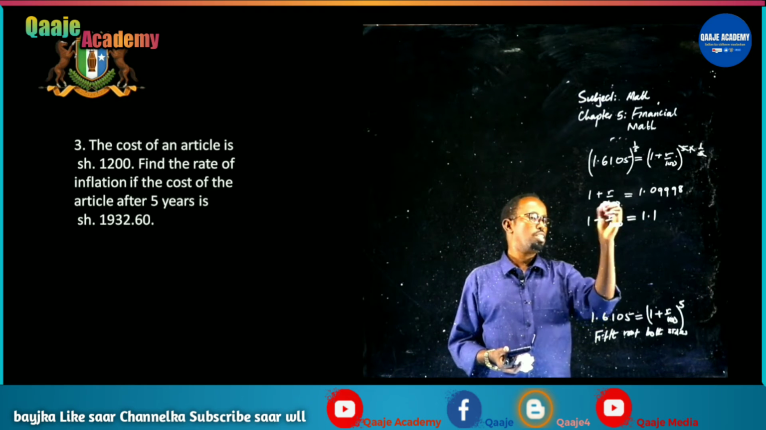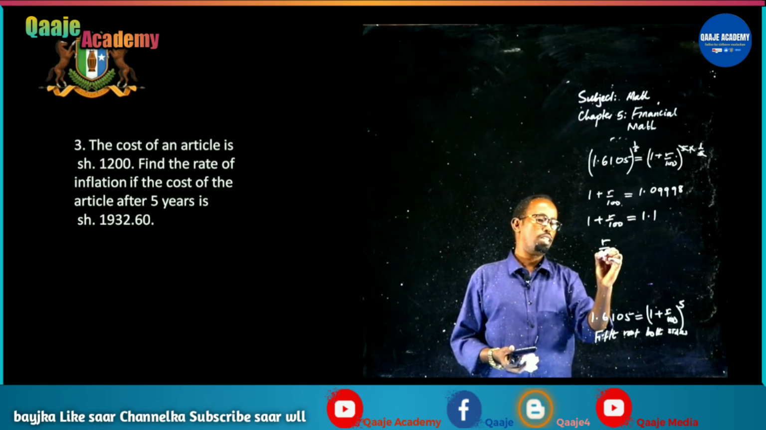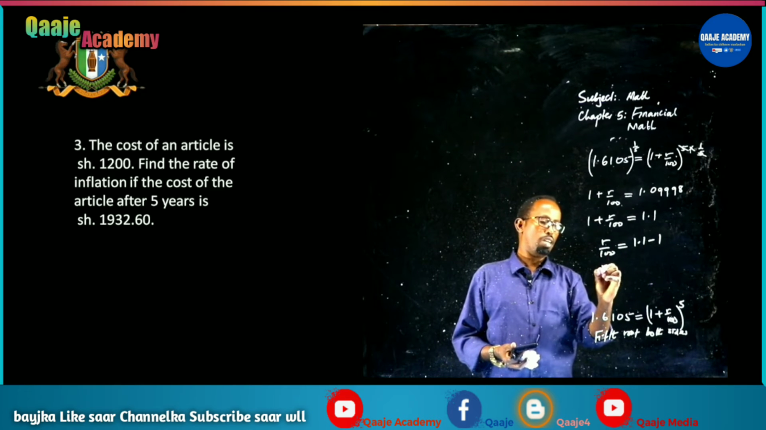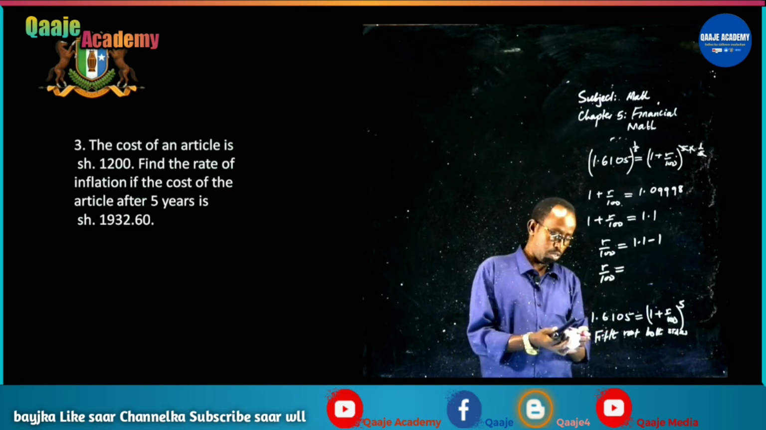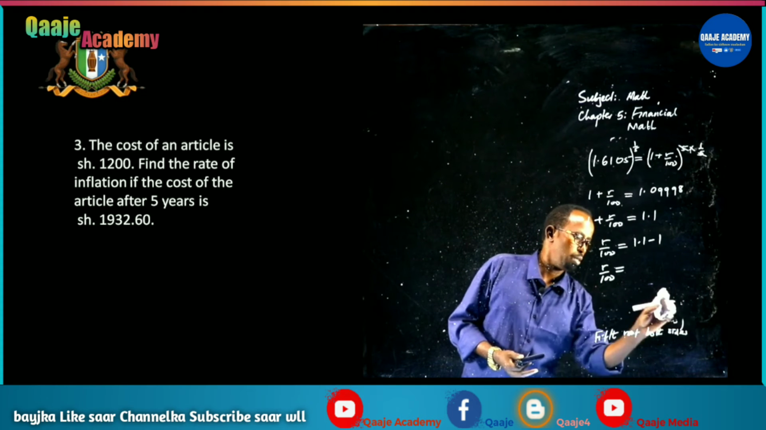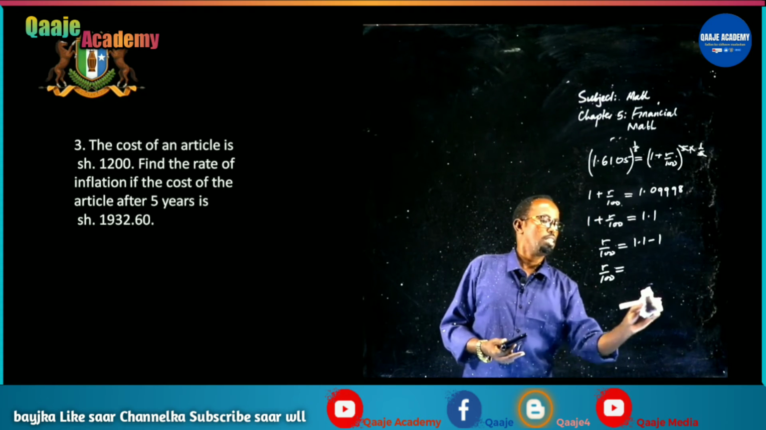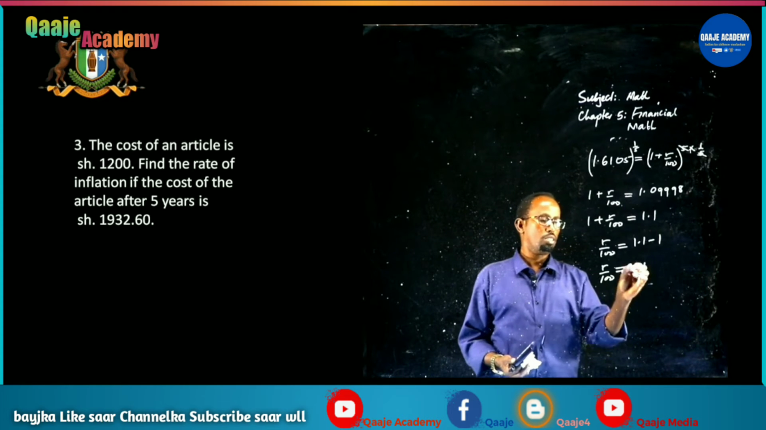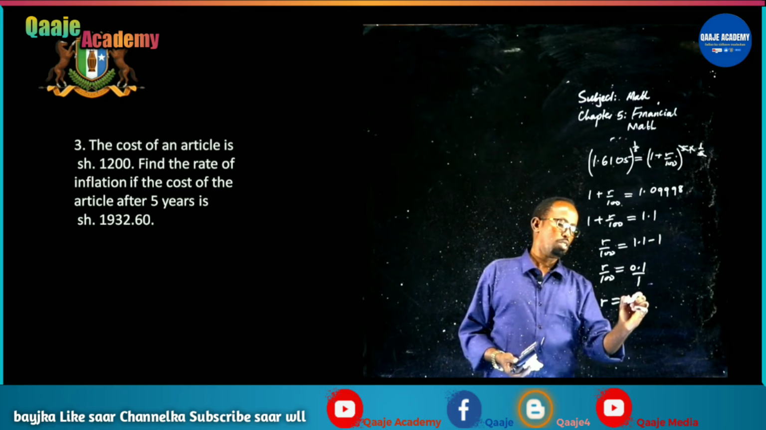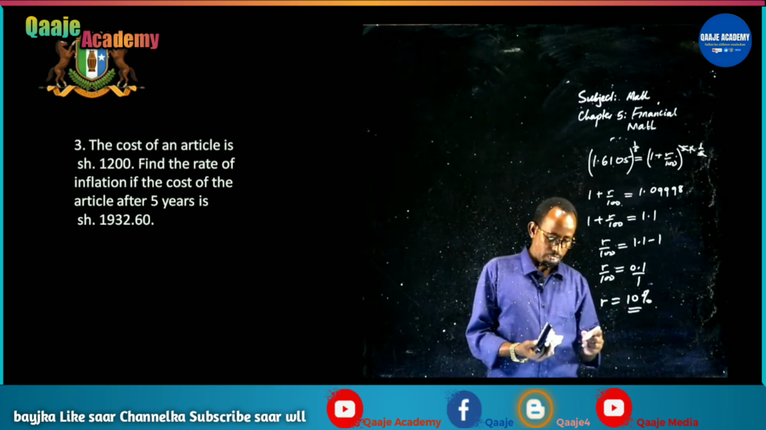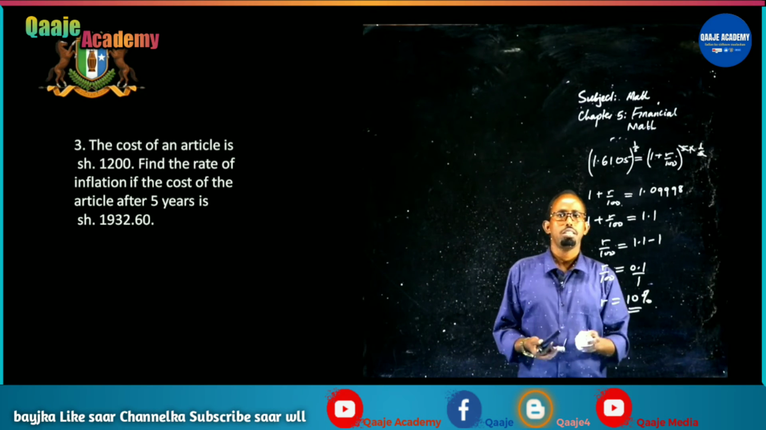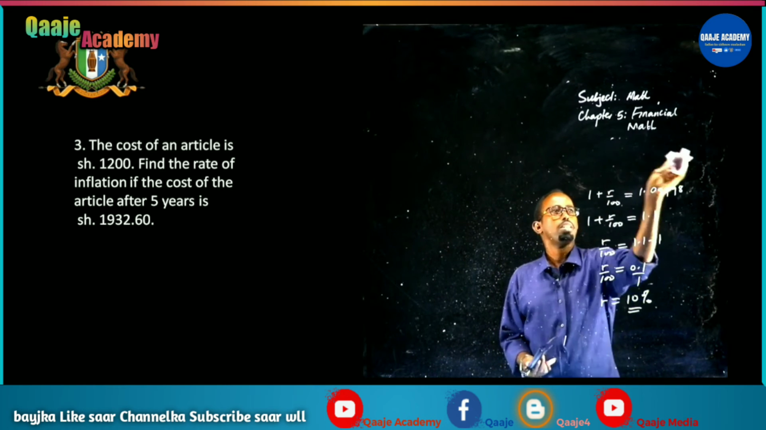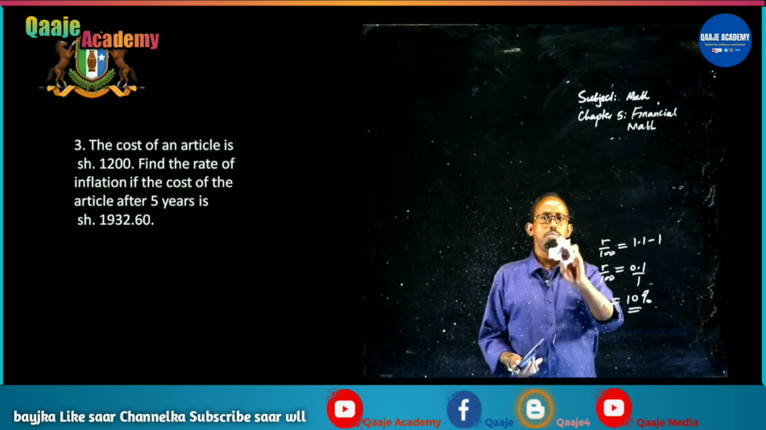So you transfer this to the right. So R over 100 is equal to 1.1 minus 1. The answer is 0.1. So 0.1 over 1, then you cross multiply, R will be equal to 10%. So that is the rate. The rate is 10%.